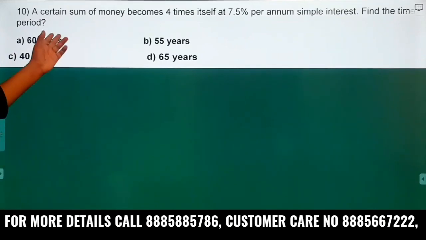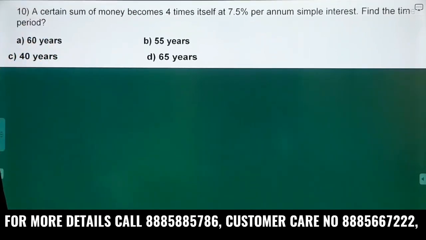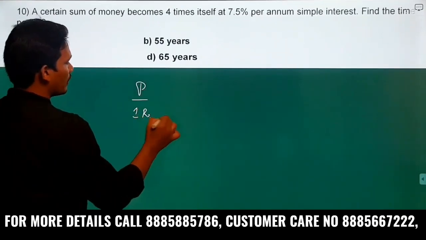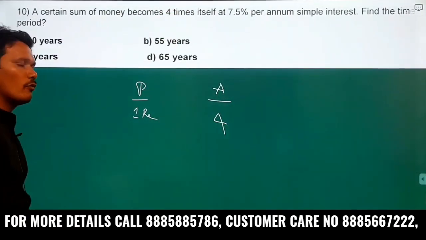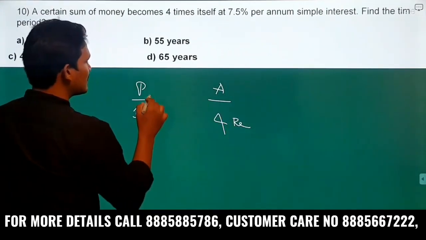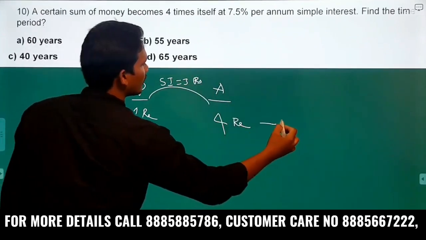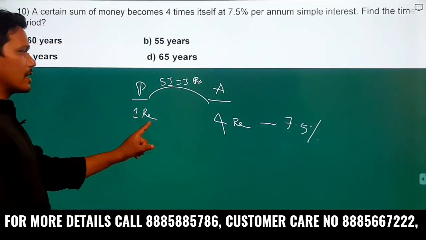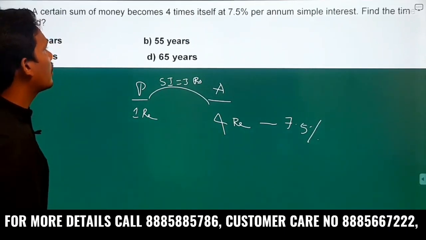Next question. A certain sum of money becomes 4 times itself at 7.5% per annum simple interest. Now what is the question asking? Find the time period. So let us consider principal equal to 1 rupee. Then the amount value will become 4 times, so 4 rupees. Then what is the interest developed here? The simple interest value equals 3 rupees at the rate of 7.5% per annum. So here we have the principal, the simple interest, and the rate of interest. Then automatically we can find the time value.